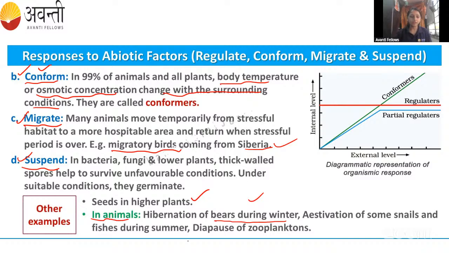And the fishes also in the summer. And this is very important, guys. That is diapause. Diapause is also a response to abiotic factors. In diapause, what will happen? In zooplankton, the zooplankton will suspend their activity. That is called diapause. Kindly remember this diapause in zooplanktons, the organisms living inside the water.